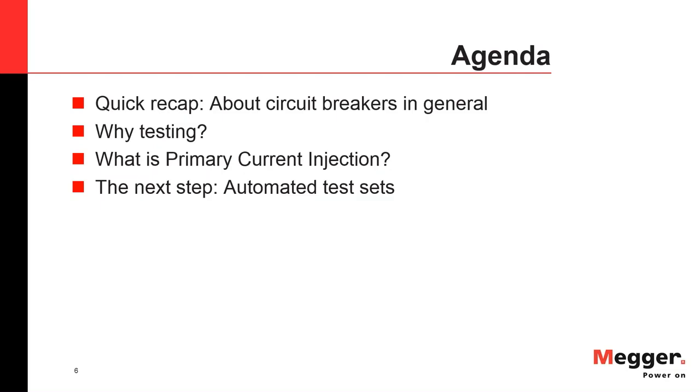The second topic will be why we're testing. The third one is dealing with an explanation of what primary current injection is and what types of tests you're doing, and the fourth step is just the advances that have been made in the field.